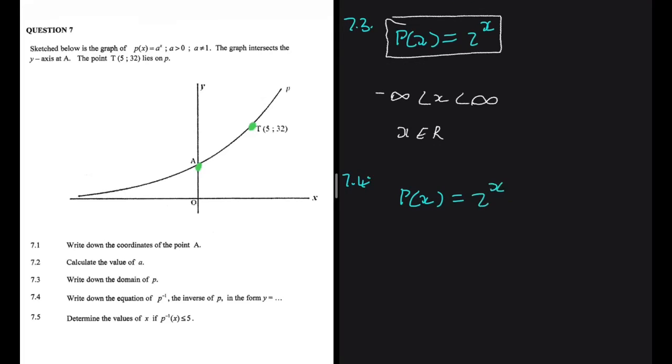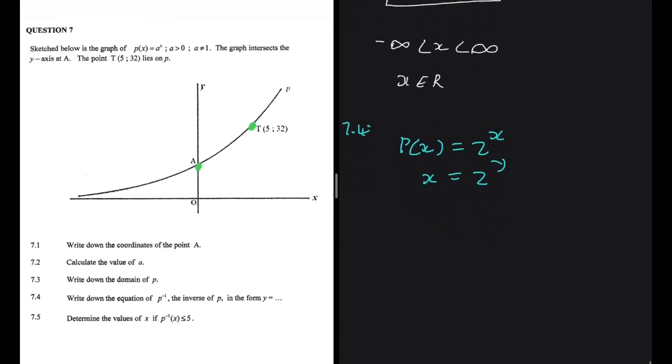So if we want to find the inverse, we have to swap x and y, right? And then solve for y. So if we do that, in place of p of x, we put in x, and we swap x and y, right? Then it's equal to 2 to the power y. From here on, we have y as our exponent, so we have to introduce log on both sides.